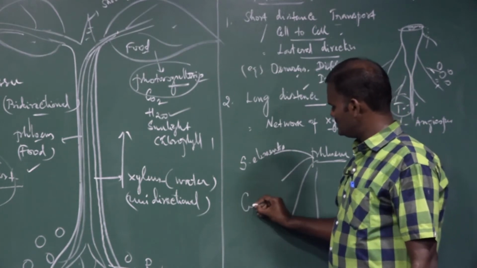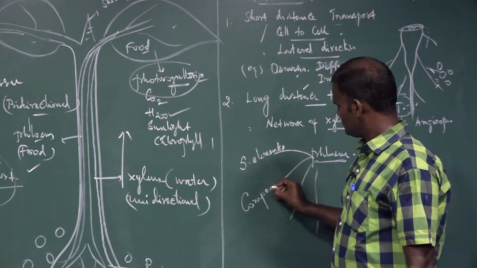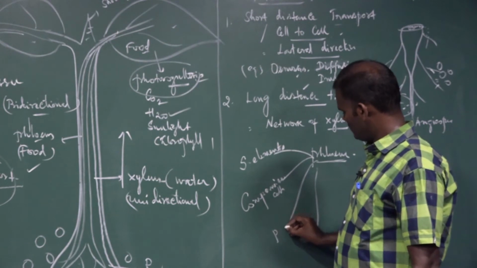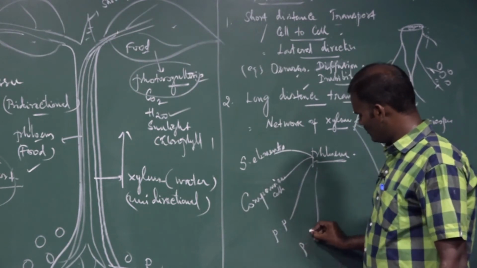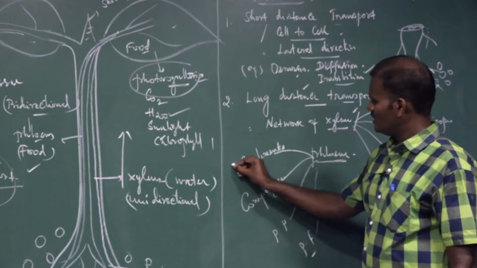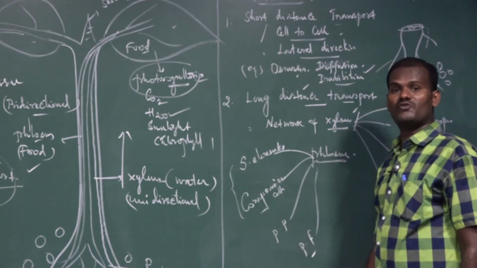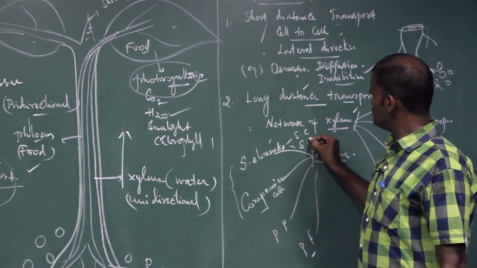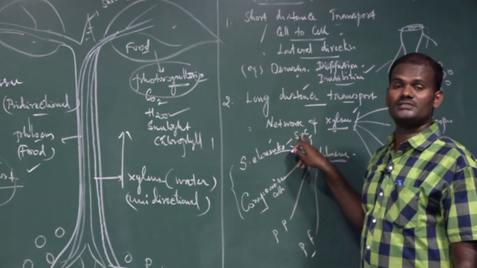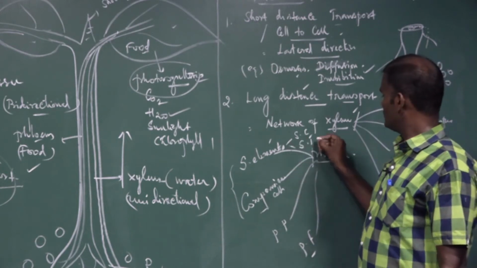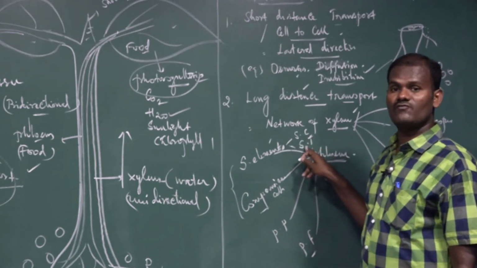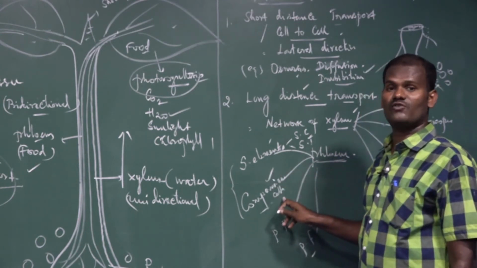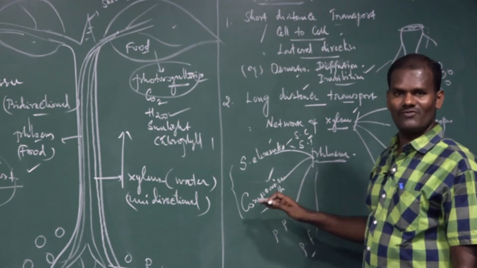Sieve elements are composed of sieve cells and sieve tubes. The next, companion cells, phloem parenchyma, then phloem fibers. Among these 4, sieve elements and companion cells are mainly involved in the translocation of food materials. Sieve cells are involved in translocation of food in Pteridophytes and gymnosperms. Sieve tubes are involved in the translocation of food materials in angiosperms. Companion cells are only involved in angiosperms, I mean flowering plants.